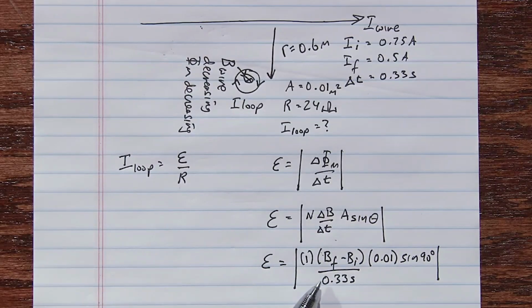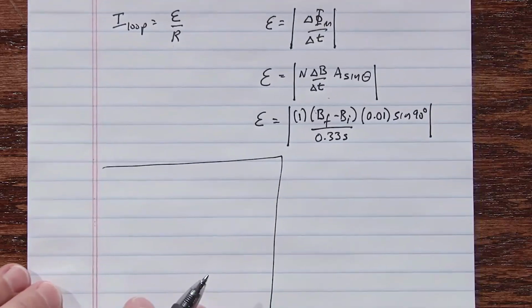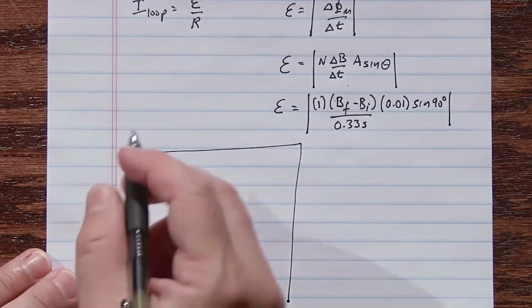Okay, so if we can figure out B final and B initial, we'll be good to go with calculating E, and we'll be good to go with calculating the induced current. Make a space here to calculate that.